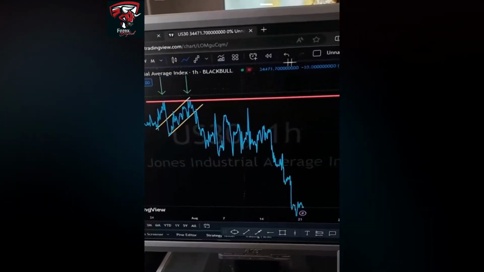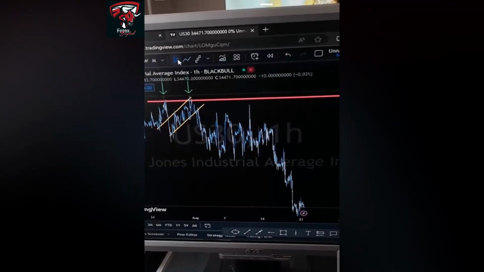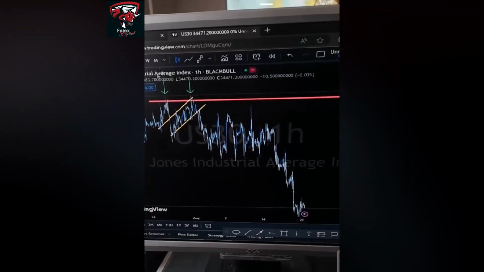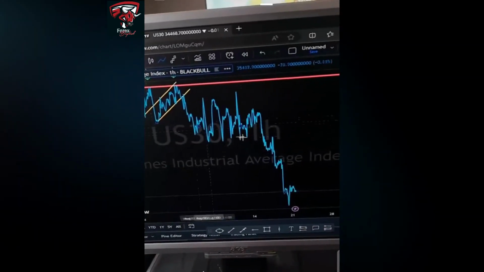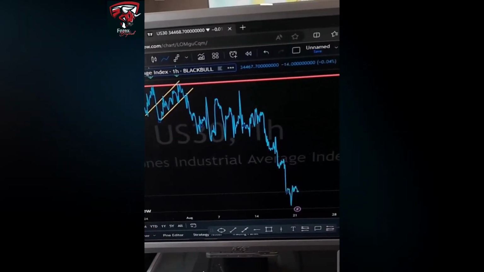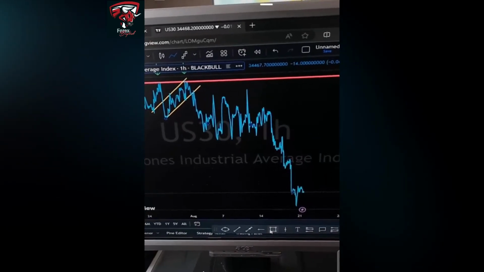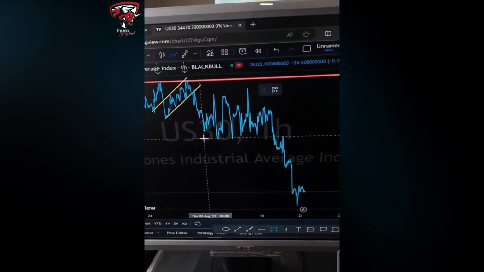That's the first one. Let's go back to candlesticks. Confirmed, right? Back to here. Where is our major support right here? We have a major support here. We have a major support right here.